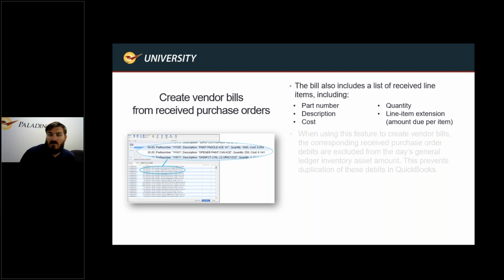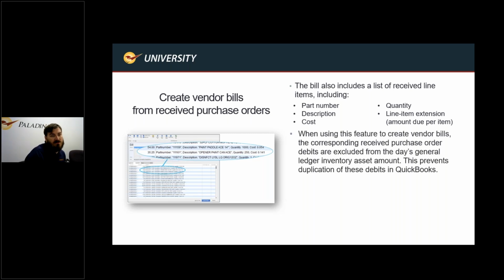When using this feature to create vendor bills, corresponding received purchase order debits are excluded from your GL. So what that means is if you don't have this feature turned on and you're just using the nightly GL, there will be an inventory received line. When you're using this feature, rather than those POs showing up on that inventory received line, they're going to be excluded from that so that it does not duplicate that information when it sends it over to QuickBooks.